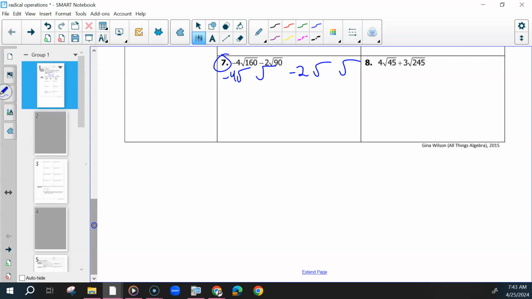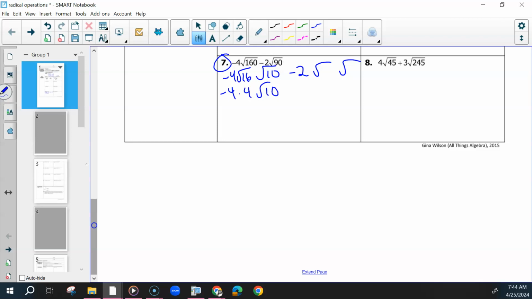Everyone should be on their calculator dividing 160 by 1, by 4, by 9, 16. Those are factors, but neither of those are perfect squares. 16 and 10. We know the square root of 16 is 4. 10, if we broke that down, it would just be 5 and 2, so that can't be simplified more.